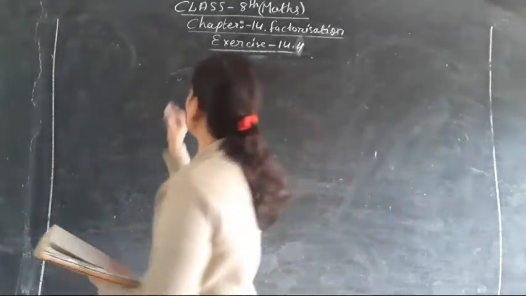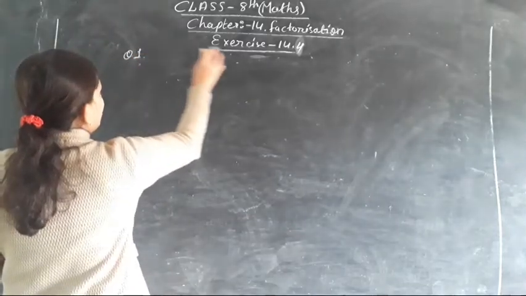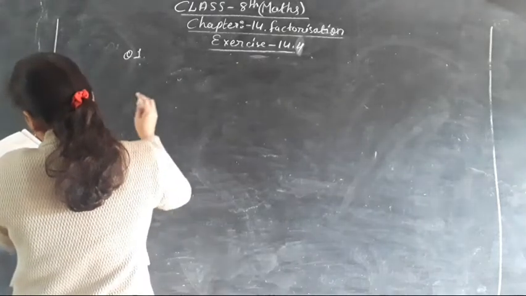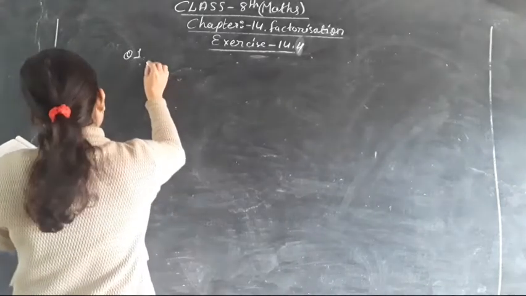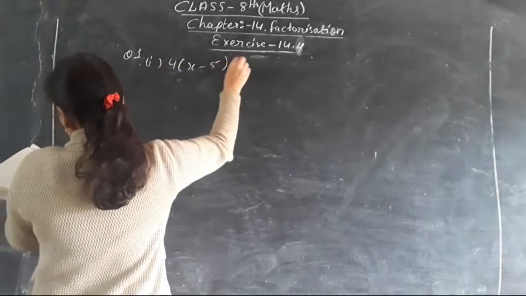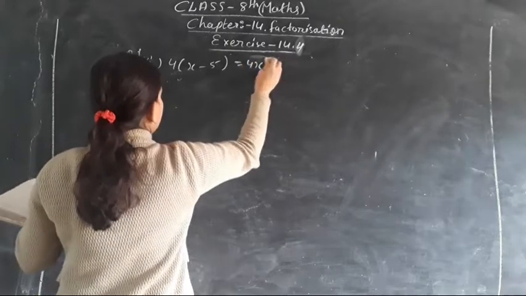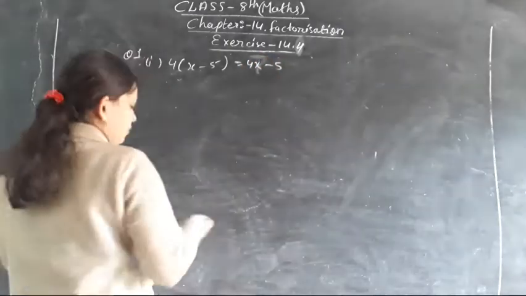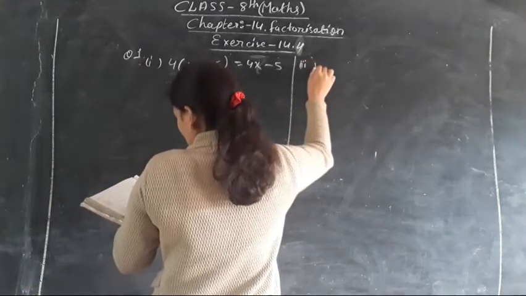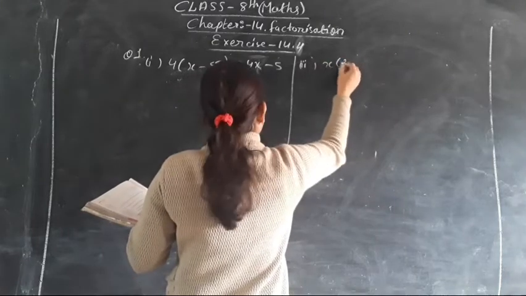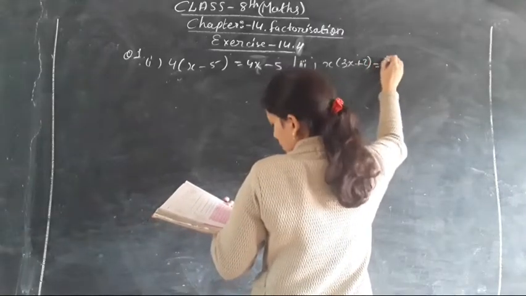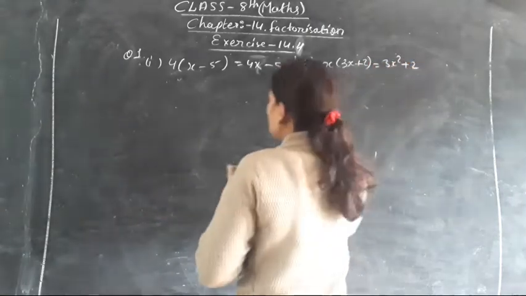Okay. So here is question 1. Exercise 14.4, chapter number 14, factorization, question number 1. Find and correct the error in the mathematical statement. First is 4 into x minus 5 is equals to 4x minus 5. This is the question we are having. And the second part of the question is x into 3x plus 2 is equals to 3x square plus 2. This is the question we are having.